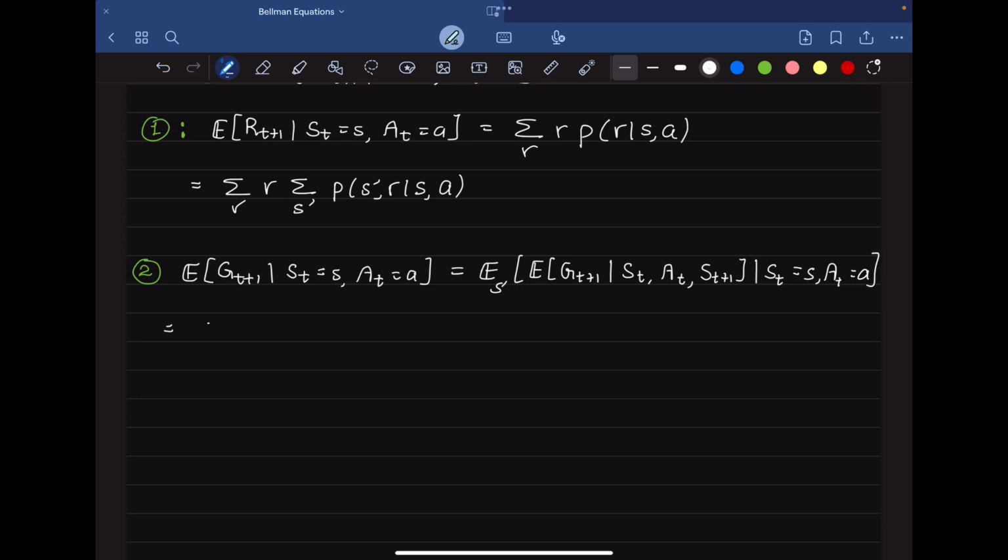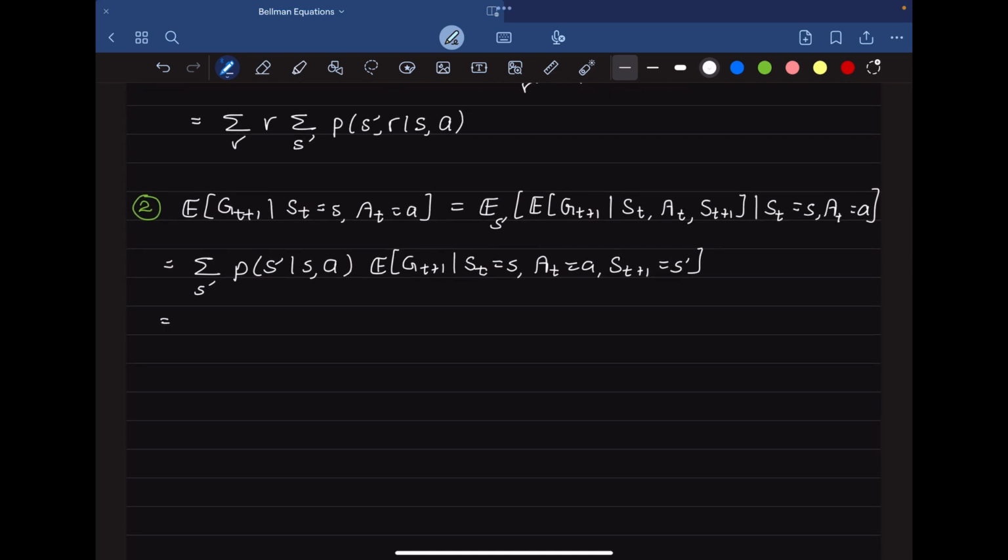So this becomes equal to summation over all the next states, and the probability of going in this next state given that I was in the state S and took action A, multiplied by the expected value of G_{t+1} given that S_t is equal to s, A_t is a, and the current state S_{t+1} is s prime, right? And so again, applying the same logic that we follow the Markov property, and therefore this G_{t+1} will not depend anymore on S_t and A_t, because we now have the information about S_{t+1}.